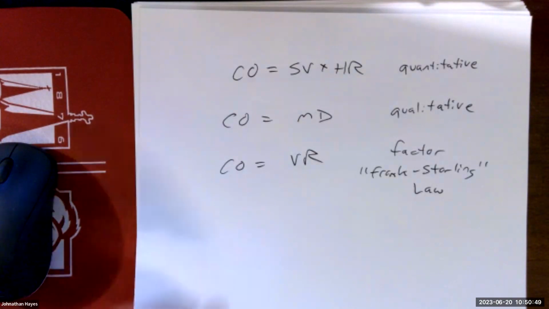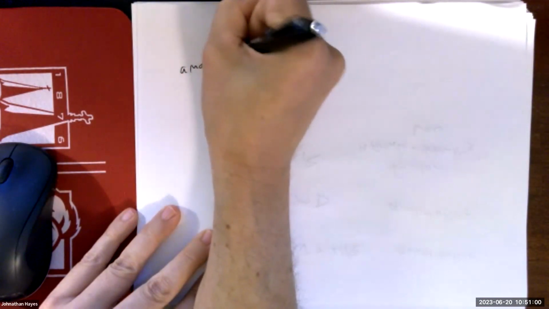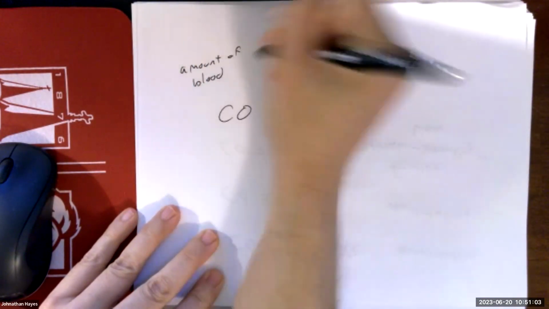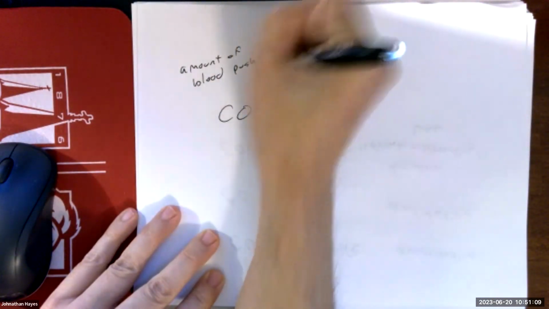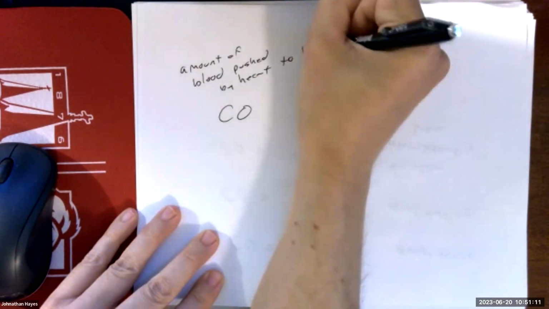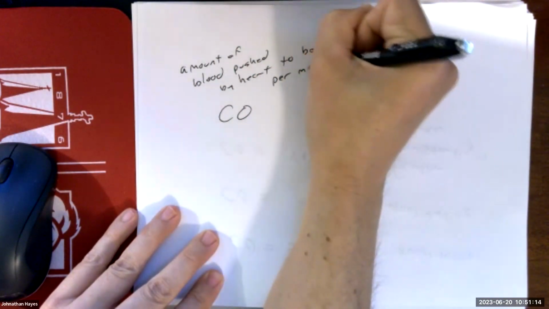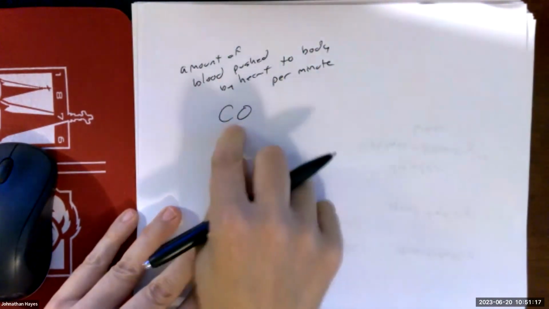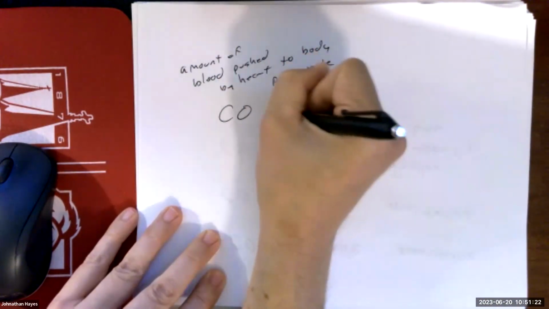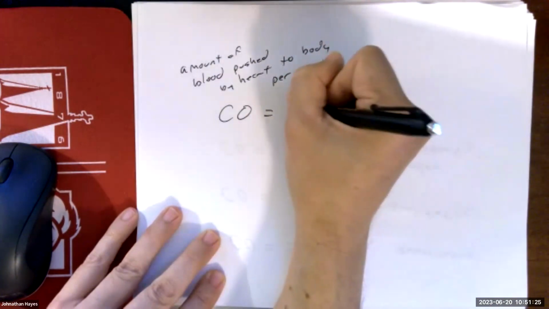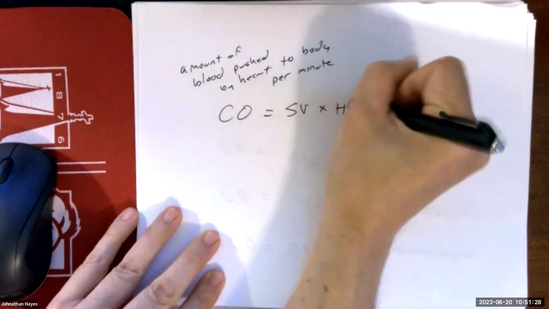So when we are trying to modulate the heart appropriately, we're trying to modulate cardiac output. And cardiac output is the amount of blood ejected to the body, pushed by the heart to the body per minute. And we can measure that by combining the two factors of stroke volume times heart rate.